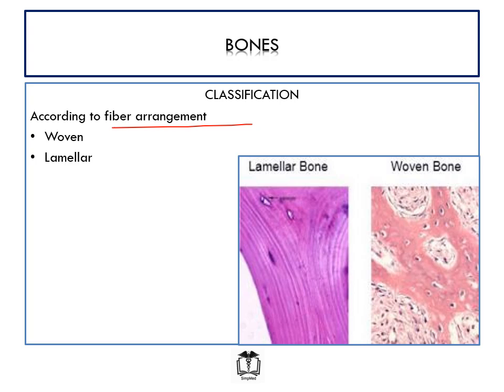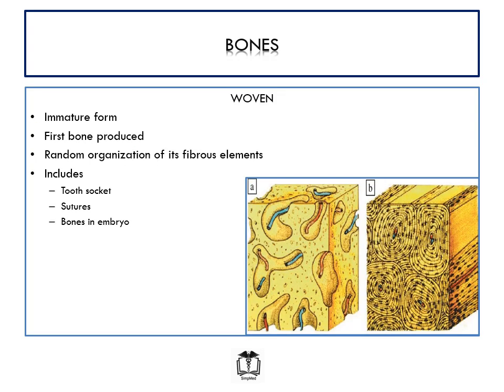So lamellar bone has well arranged fibers. Woven bone usually has irregularly arranged fibers. Woven bone, immature bone, is the first bone that is initially produced. They have randomly organized fibrous elements. So the collagen found within the woven bone is randomly arranged. You can see how woven it is or woolly it is. And this includes bones found in tooth sockets, in sutures, and the bones of the embryo. And that's the reason why we say they're usually immature bones.